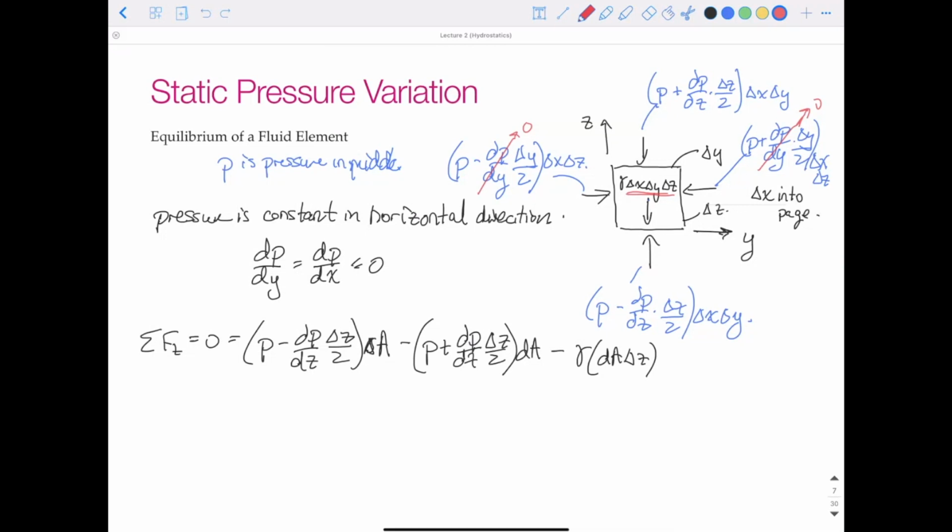So if this equation is equal to 0, we can basically divide out all of the like terms. Every single one of these terms has a delta A, so we can divide out delta A. Every single one of these terms has a delta Z, so we can divide out those. And if we rearrange all this and put it back together, we can isolate dP, and dP is equal to negative gamma times dz. Or another way we could write this is dP dz is equal to negative gamma.